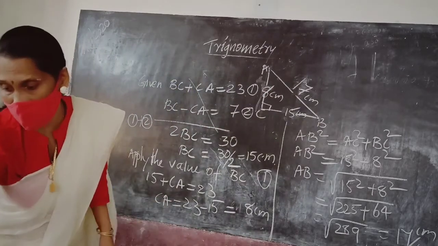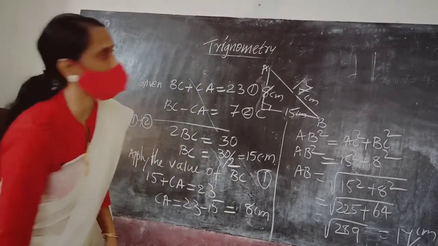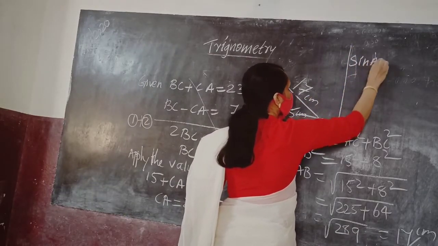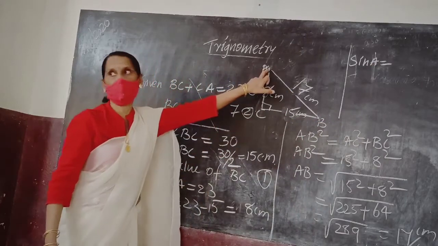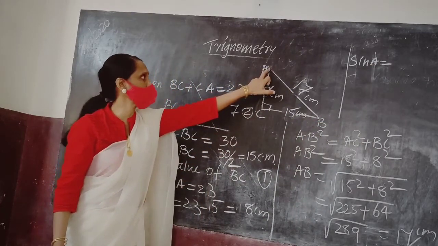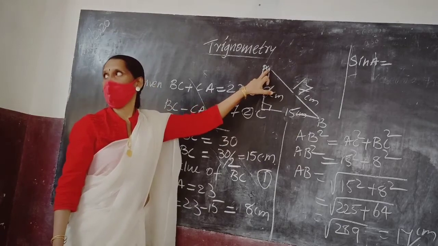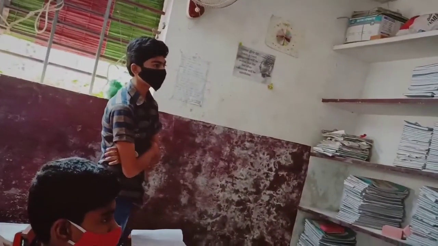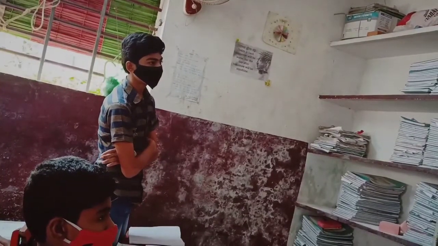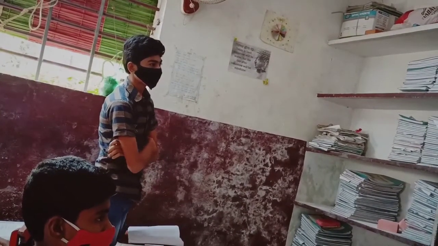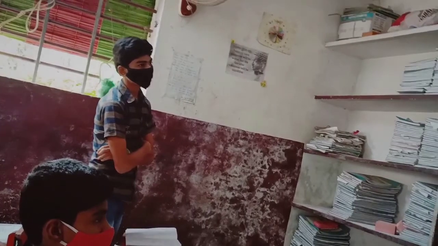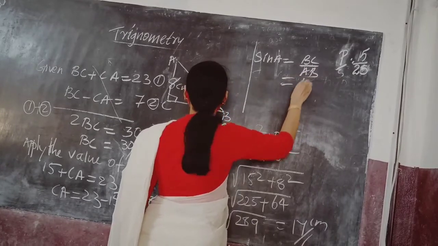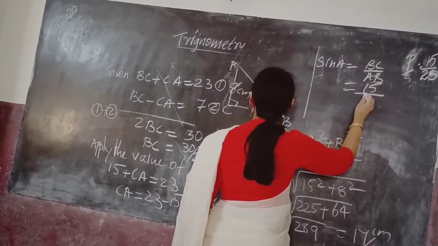Now, what is the question? Sine A and tan B. It is asked what is sine A. Vishnu, can you say what is sine A? Opposite side by hypotenuse. What is the opposite side to A? BC. So sine A is BC by AB. What is BC? 15. AB is 17. So sine A is 15 by 17.